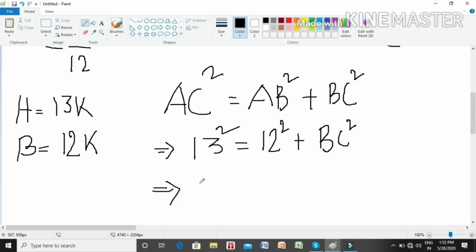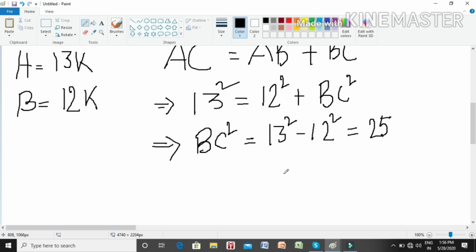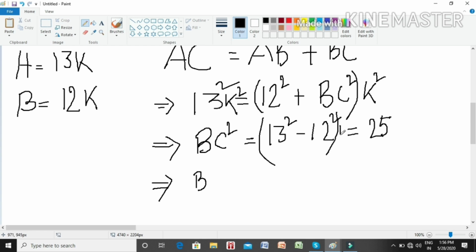From here we can find out the value of BC square, which is 13 square minus 12 square, which is equal to 25. We just have to expand 13 square, which is 169, minus 12 square, which is 144. The result is 25. One more thing, we have to put k here, so I'm putting k square. I have not put k here, so here also we will put k square because I'm representing the sides as 13k and 12k. So that will be 25k square.